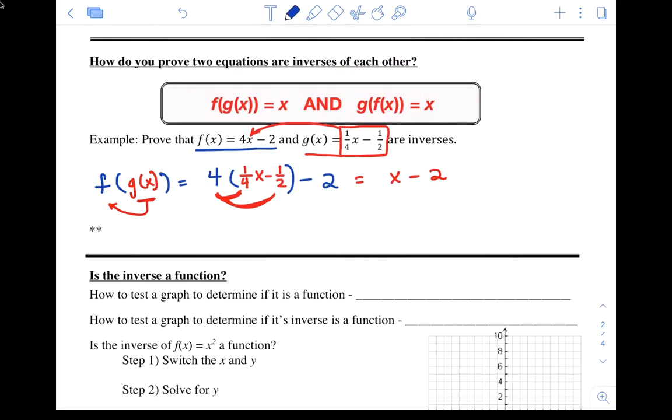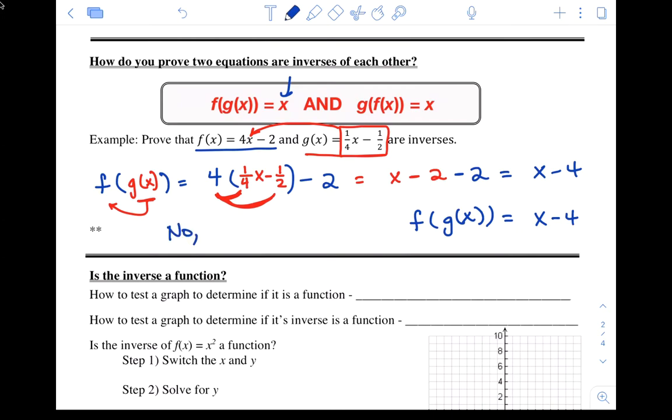Now, I'm going to continue on my problem because I have this blue negative 2 left over from the original function anyway. So let's see what happens. Will the negative 2 and the negative 2 cancel out? No. No, it won't. I end up with f of g of x simplifying to x minus 4. It needed to simplify to just plain x.